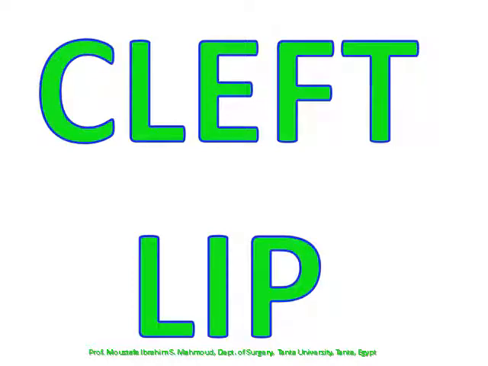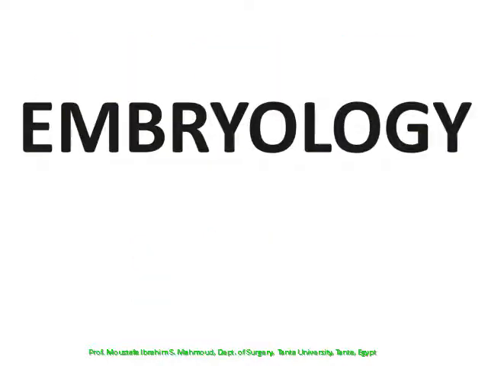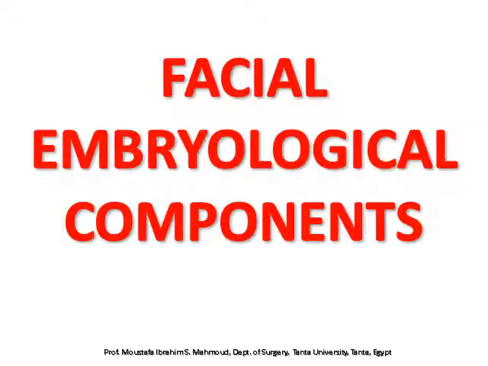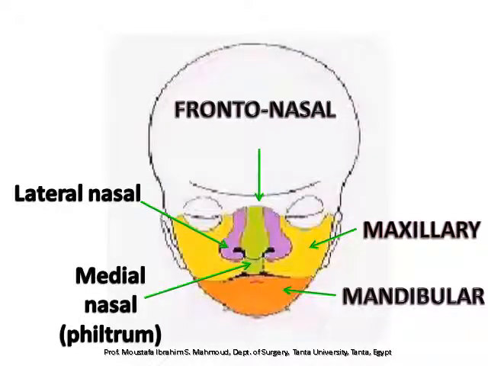Cleft lip, embryology. The face develops from 5 processes. The frontonasal process in the midline above, followed by 2 maxillary processes right and left, followed by 2 mandibular processes right and left. Facial embryological components: the frontonasal process, the maxillary process, and the mandibular process.